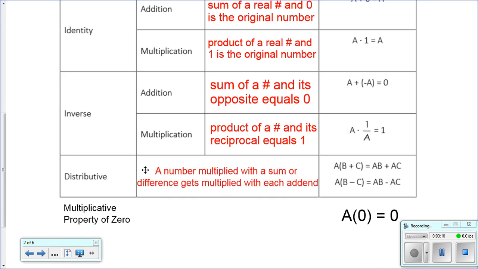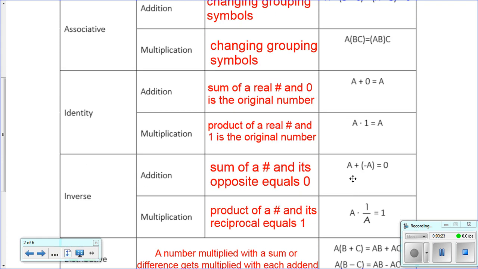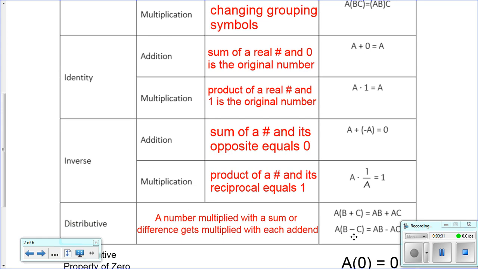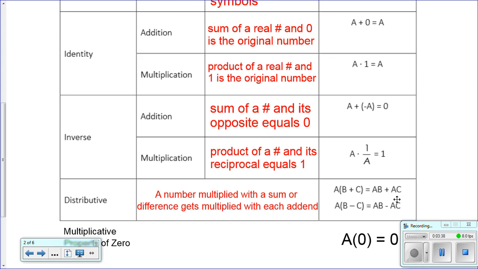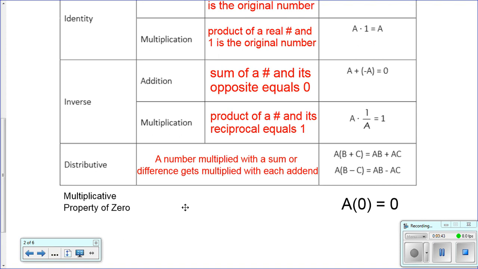Distributive property is, a number multiplied with a sum or difference gets multiplied with each addend. So, again, we already did this one, but distributive property is only over addition or subtraction. That's why we don't distribute this A here in a group, because inside they're being multiplied. So only if they're being added or subtracted inside, we go ahead and distribute A to everything, and that's what we get. Okay? And the last one, multiplicative property of 0. That just says a number multiplied with 0 is equal to 0.